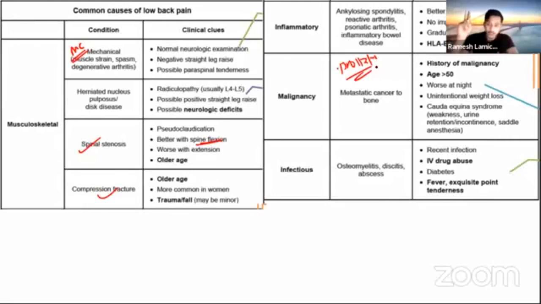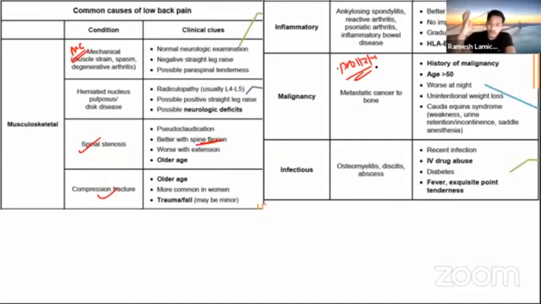And in the herniated nucleus pulposus, there are features of neurological deficit. There is a radiculopathy in the lower limb, and there is a shooting sensation of pain. So it is in the herniated nucleus pulposus. And in spinal stenosis, it is usually in old age. The patient's pain usually gets better on flexion.